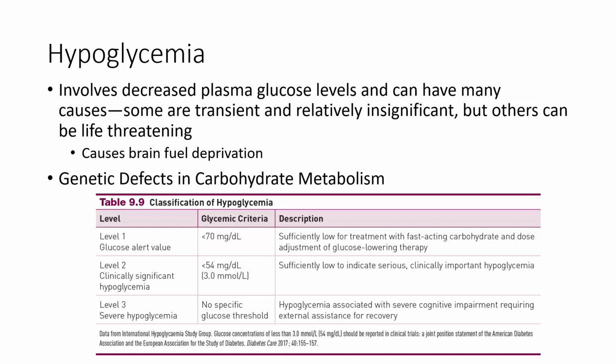This is clinically important. It is significant and serious, and at this point you may have a lapse in cognitive function. And level 3 is severe hypoglycemia. Hypoglycemia associated with severe cognitive impairment requiring external assistance for recovery. So you have to have glucose inserted into the bloodstream and be monitored and be put on medication. And this, if not corrected immediately, can cause permanent and irreversible damage to the brain.